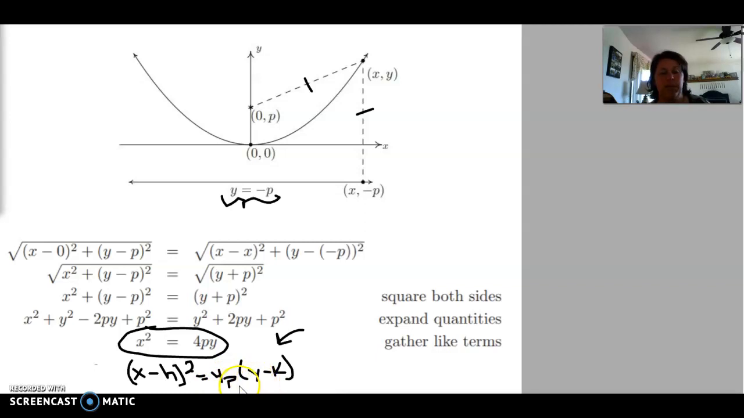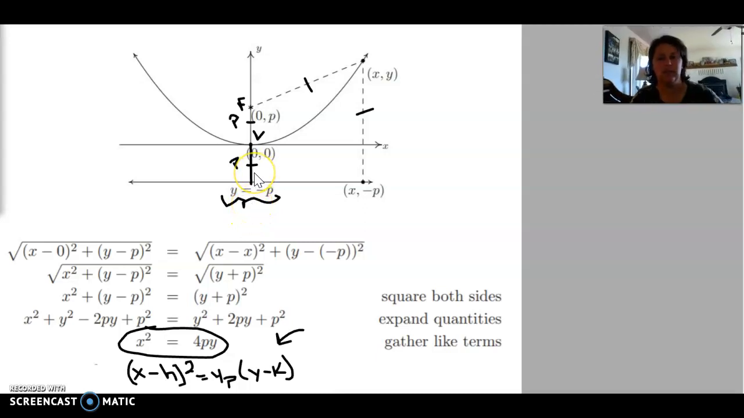What else can I say? Oh, notice p. P is the distance between the vertex and the focus. So it's also very important to know that this distance right here is the distance of p. In the definition, we said that any point on the parabola has an equal distance to the focus and to the directrix, so this down here would also be a value of p. P is a very important part of figuring out what these equations are. It is the distance between the vertex and the focus and the vertex and the directrix.